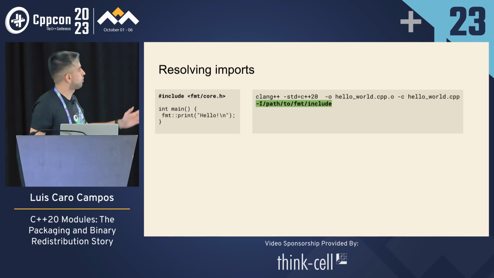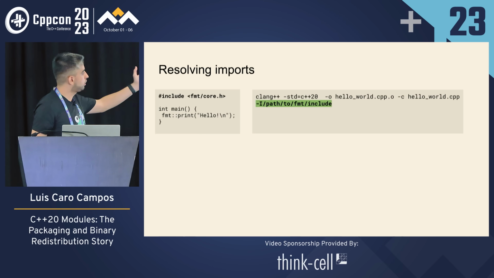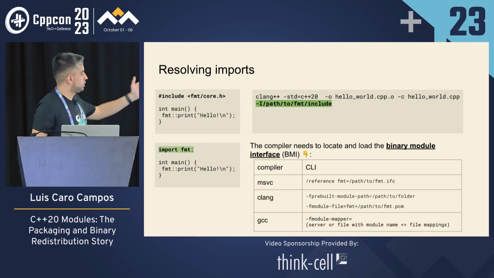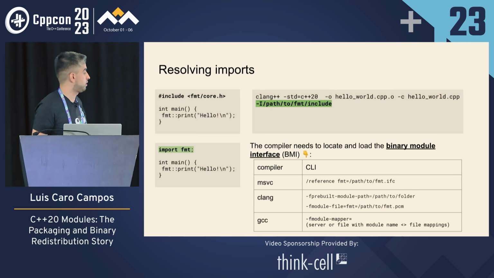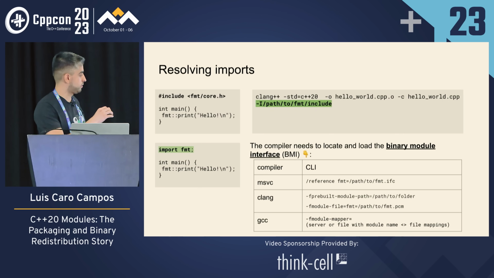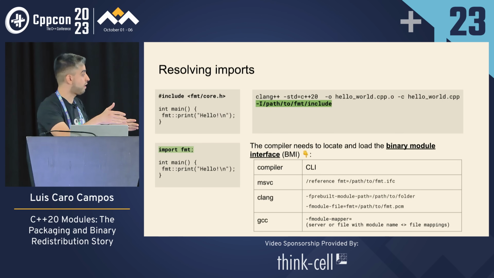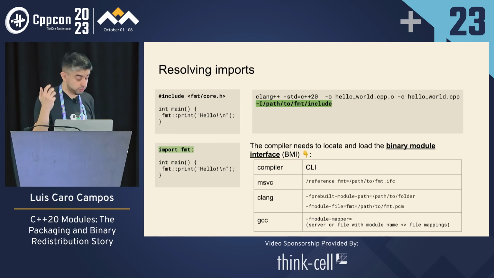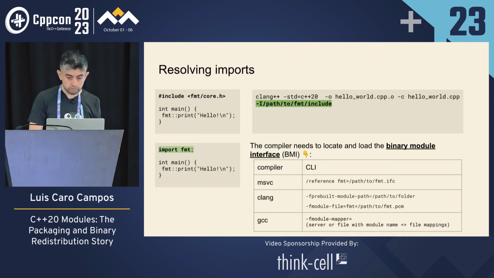So this is how we currently resolve includes, as I mentioned earlier. The compiler needs to be able to find that file in the include paths that it will construct from several sources. But for imports, it depends on the compiler. Each of the mainstream compilers has a different command line interface to control how to resolve that import. The interesting one is GCC, which doesn't really allow you to specify that you're going to find the fmt module in this particular file, as opposed to Clang and MSVC, which currently do support that. Although, as we're going to see later, this is not going to be a big problem.